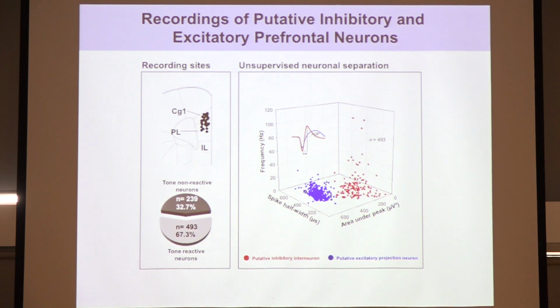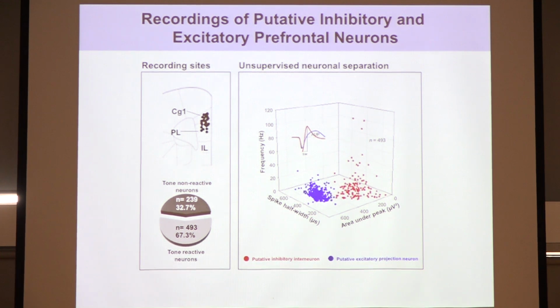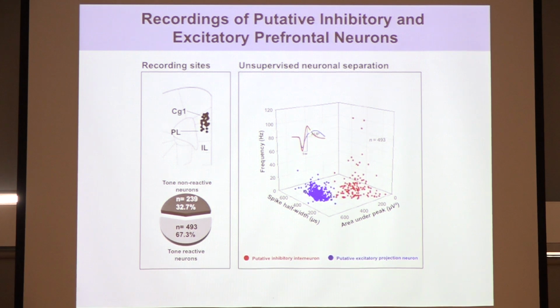So the first thing we did, we tried to separate the neurons into putative excitatory neurons or putative inhibitory interneurons using electrophysiological criteria. The first criterion was the firing frequency of the neuron. The second one was the spike half width, and the third one was the area under the curve, that is supposed to correspond to the after hyperpolarization from spikes recorded intracellularly.